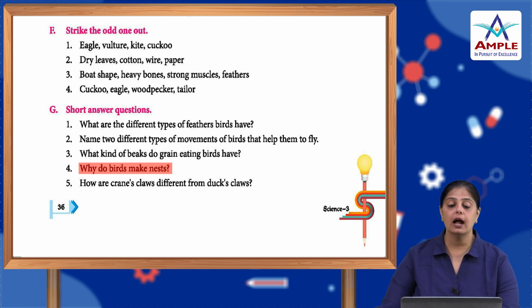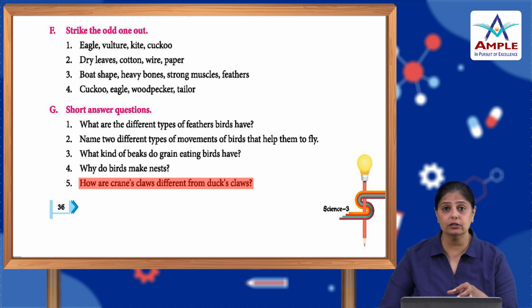enemies. Okay. How are crane's claws different from duck's claws? So, the crane's claws which are there, they are long, and the claws help them to fix themselves into muddy water and also walk on them, okay, so that they do not get soaked inside the water, they don't sink inside the water, okay, that is how their claws are made.